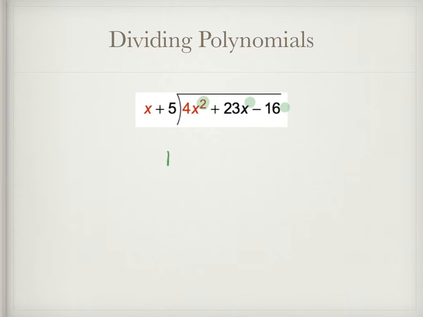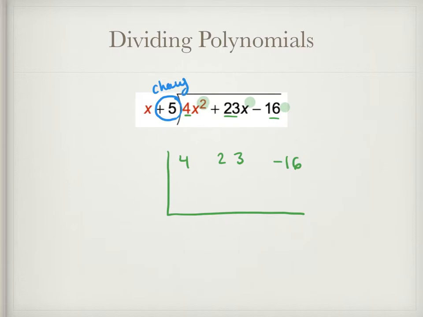Everything on the inside is going to go inside our little box here. So we have just the coefficients that go into our box: 4, 23, and negative 16. And then on the outside, we put whatever's with our x, that number that's all by itself, but we have to change the sign. So if it's a plus 5, we make it a minus 5 on the outside.